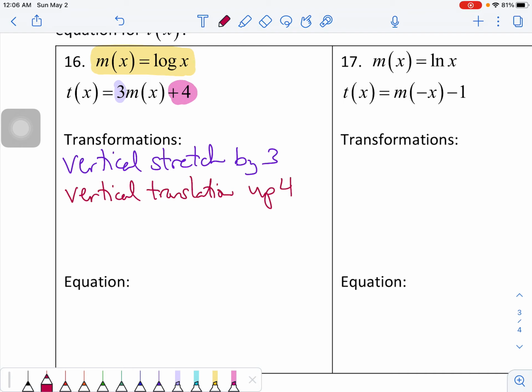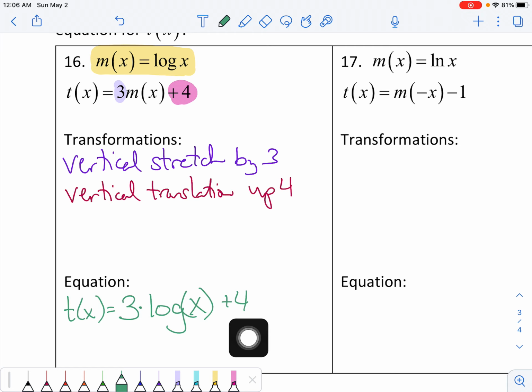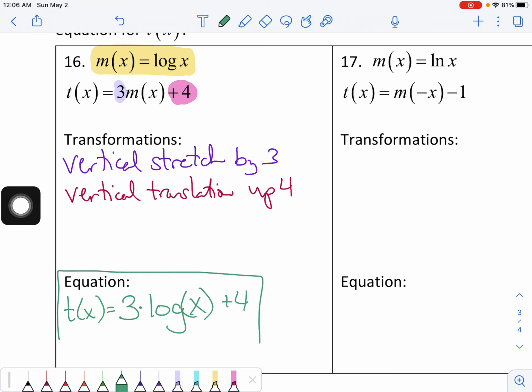So what does the equation actually look like? Well, let's see here. If we have t of x is equal to 3, now m of x is going to get replaced with the logarithm. So 3 times log of x, and then outside of that you'd have a plus 4. Now if you want to get really specific, and this might not be a bad idea, put the x in parentheses so you know that this piece is done and then the plus 4 is separate. Okay, so that's not a bad idea to do there. All right, there's our equation.